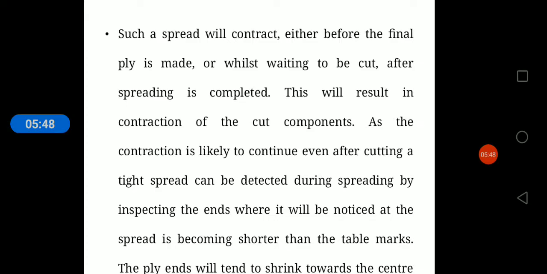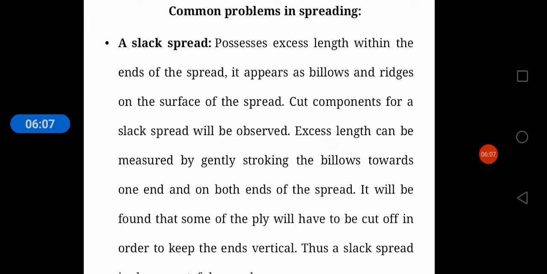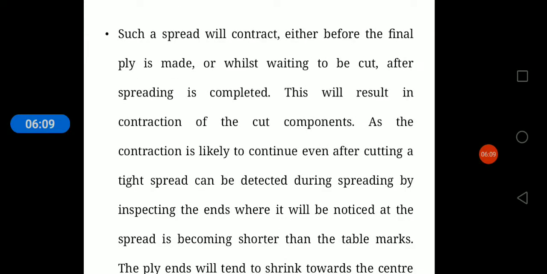A tight spread can be detected during spreading by inspecting the ends, where the spread will be noticed becoming shorter than the table's marks. The ply end tends to sink towards the center of the fabric. It means that the contraction will not be reduced while the spreading is completed, resulting in contraction of cut components.